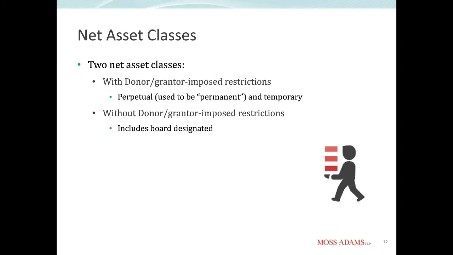So the new standard moves net assets from the three classes, so unrestricted, temporarily restricted, and permanently restricted, into two classes, with donor restrictions and without donor restrictions. With donor restrictions includes both the temporarily restricted and perpetual. So perpetual is a new term that is in the new standard, and this is what we used to call permanently restricted. Without donor restrictions is what used to be called unrestricted, and this includes board-designated funds.